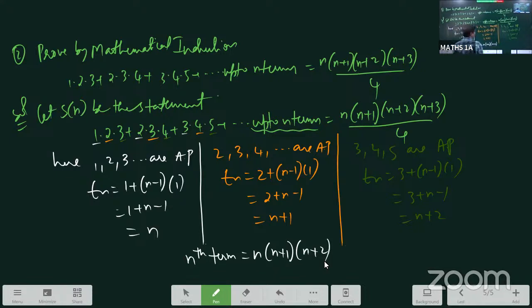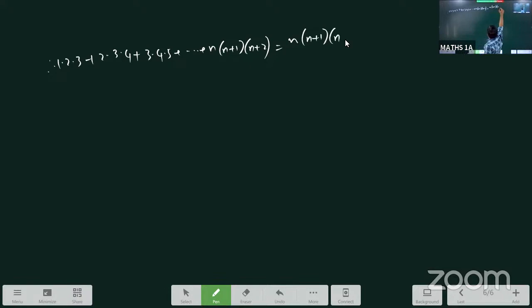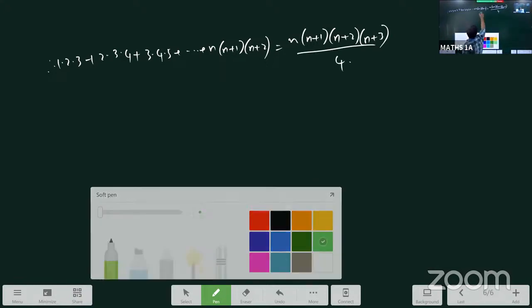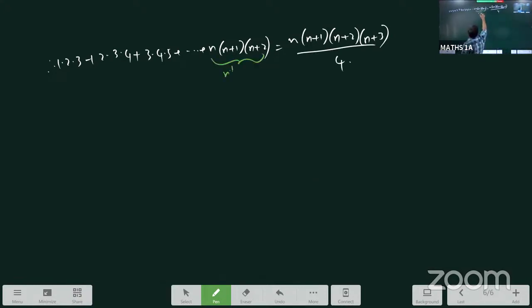Now again write down the statement. We got the nth term. So therefore 1 into 2 into 3, 2 into 3 into 4, 3 into 4 into 5 plus and so on plus n into n plus 1 into n plus 2 is equal to n into n plus 1, n plus 2, n plus 3 by 4. So this is your nth term.